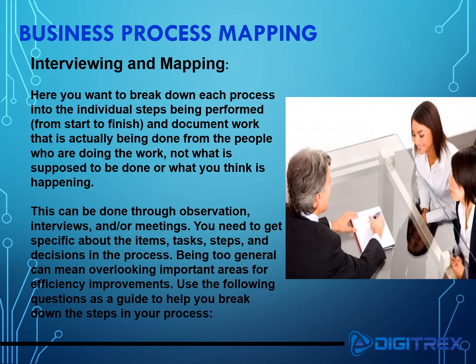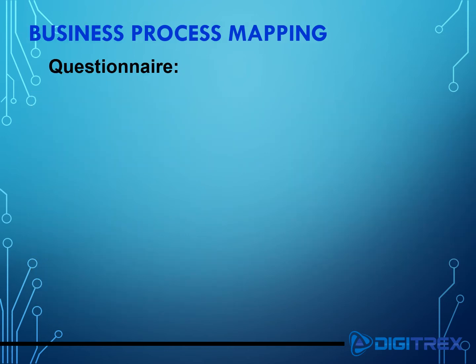This can be done through observation, interviews, and/or meetings. You need to get specific about the items, tasks, steps, and decisions in the process. Being too general can mean overlooking important areas of efficiency improvements. Use the following questions as a guide to help you break down the steps in your process. Here are some of the questions that you need to ask.